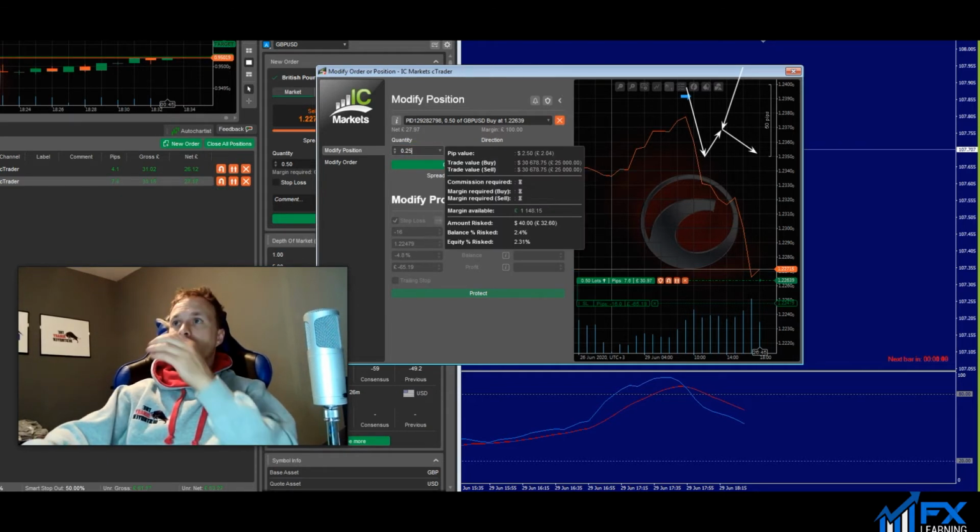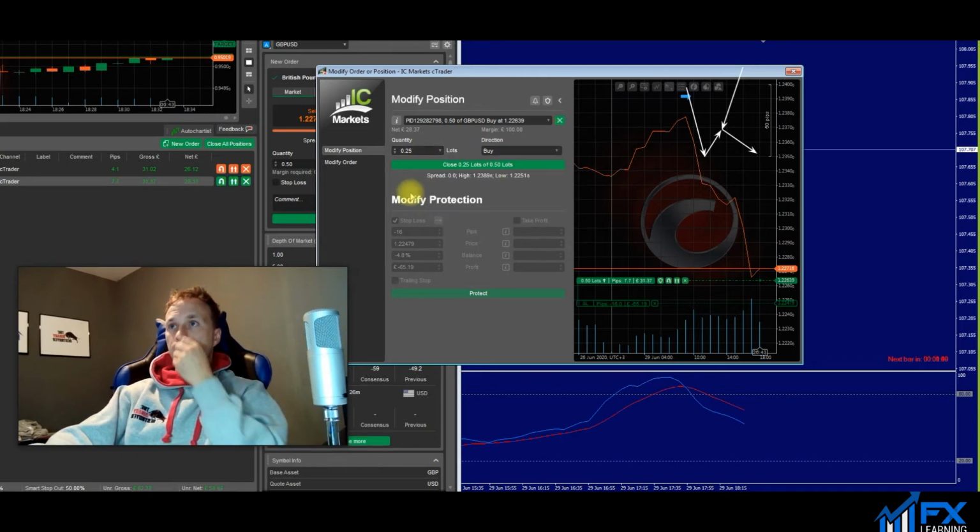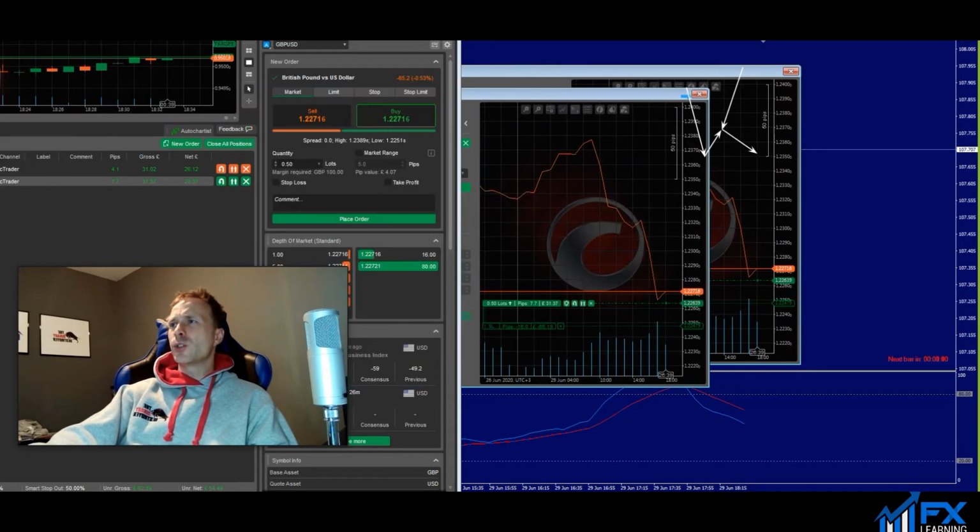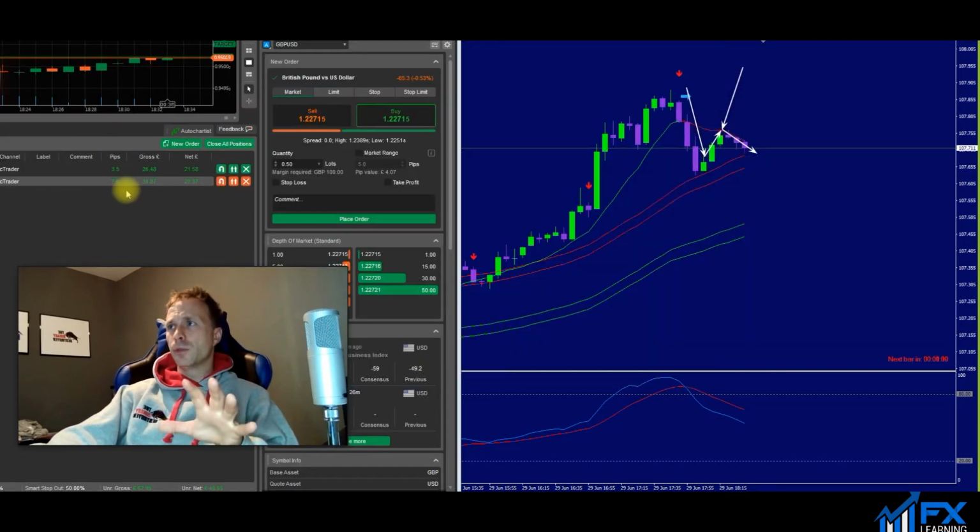Two, 5. I'm just going to wait to see for this. I'm going to move this out of the way. As soon as this gets to around 10 pip move, I'm going to close off 0.5 lots.